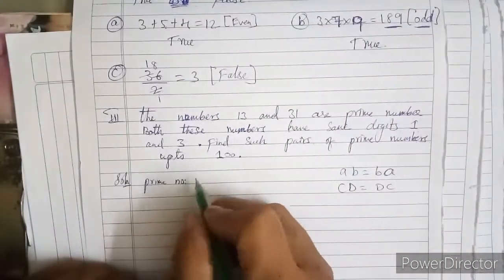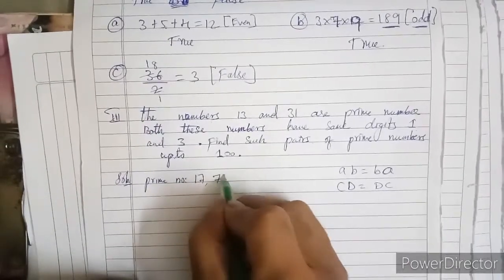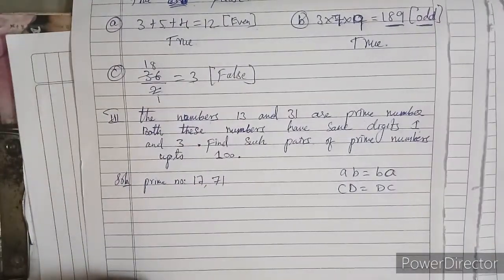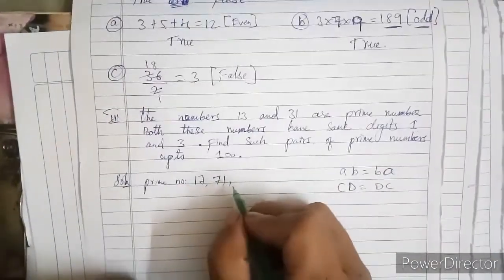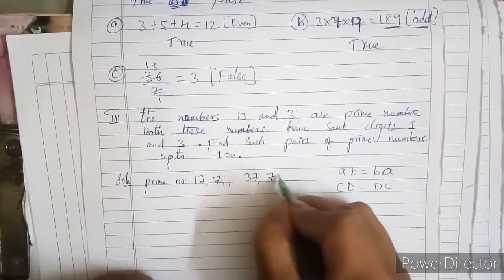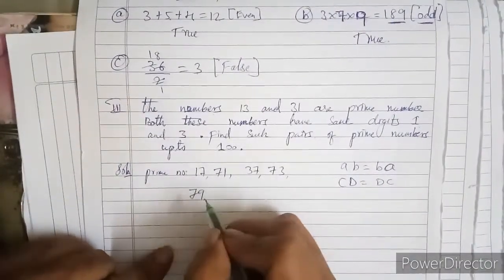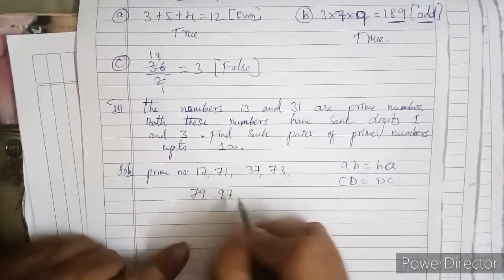So the prime numbers are first 17. The repeat ones, what will come? 71. 17 is a prime number, and 71 is also a prime number. Then 37, and one more is 73. This is also a prime number. 79, and another one is 97.